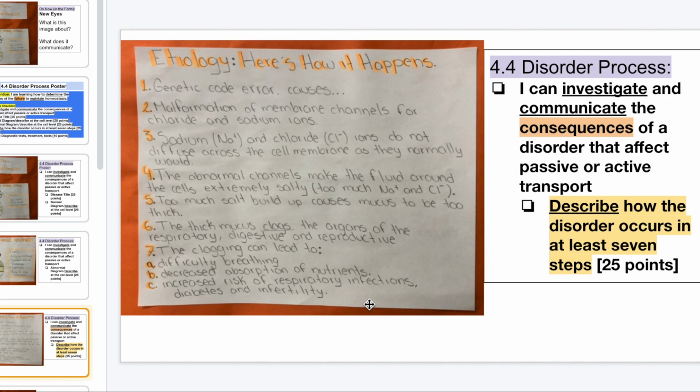Right now, you just learned it. So, right now, answer the entry ticket question that's related to communicating consequences and describing the process of a disorder.